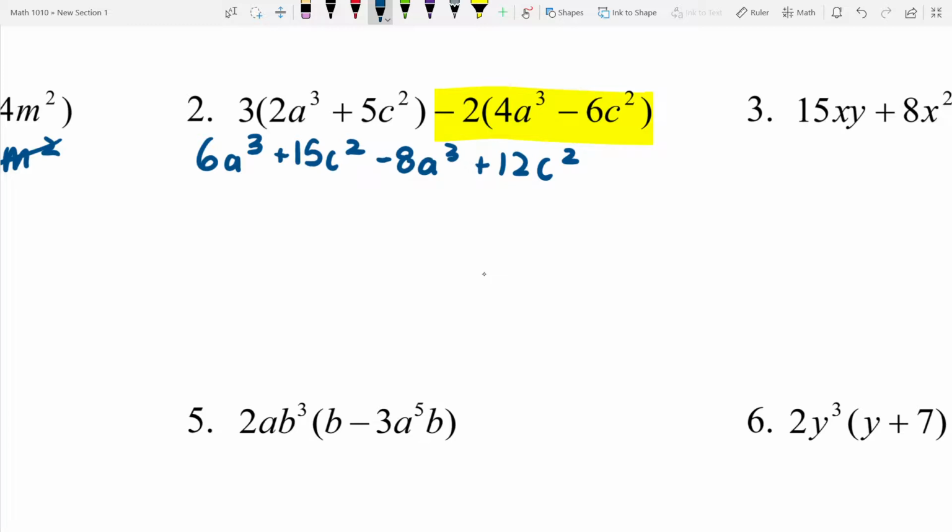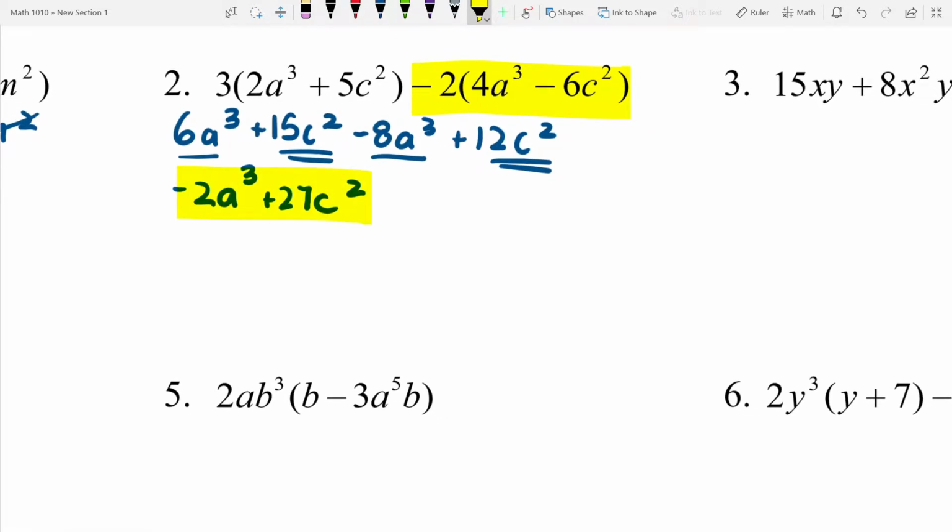Okay? So 6a to the third minus 8a to the third, those are like terms. It's going to stay in a to the third, and 6 minus 8 is a negative 2. And then here's a c squared, and here's a c squared. When I add them, I get a c squared. It's not a c to the fourth. It stays c squared. And 15 plus 12 is 27, c squared. Highlight your answer and you're done. What if you answered like this? 27c squared minus 2a to the third. Right or wrong? It's right. Good.